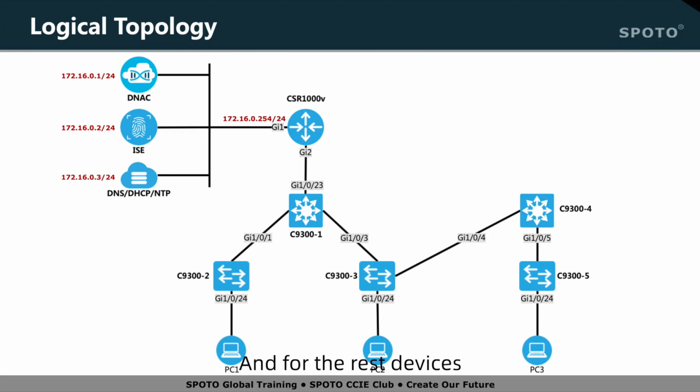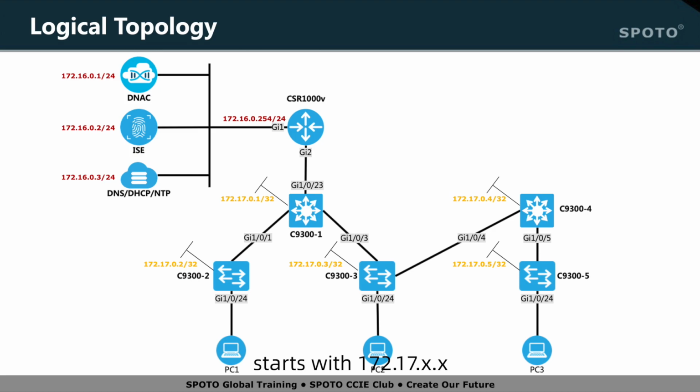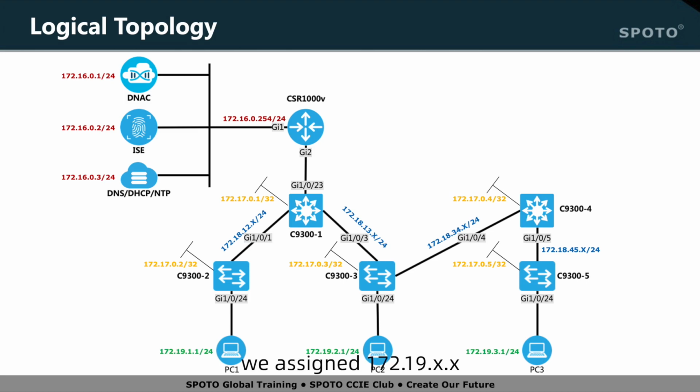And for the rest of the devices, we designed a loopback interface for each of them. The IP address scheme starts with 172.17. For the interconnections between these devices, we use IP addresses in 172.18. For the end users, we assigned 172.19. This area for PC1, we use 172.19.1.0. For this area, PC2, we use 172.19.2.0. PC3, we use 172.19.3.0.